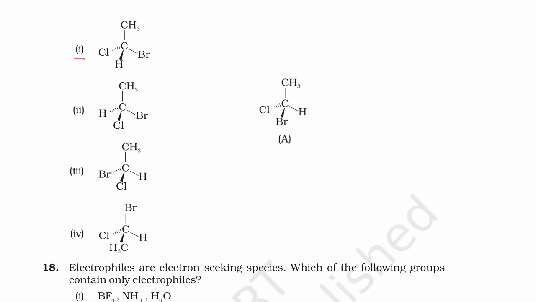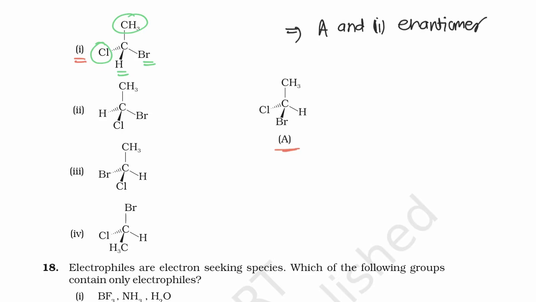Now if we compare the first structure with structure A, in this structure CH3 is present on top and Cl is present below the plane, CH3 on top, Cl below the plane. In these two structures, the positions of H and Br are exchanged, and if one interchange is done, then the compound will have a different configuration. So A and 1 are not identical. A and 1 are enantiomers of each other, since only a single interchange is done. So this is not identical to the given structure.